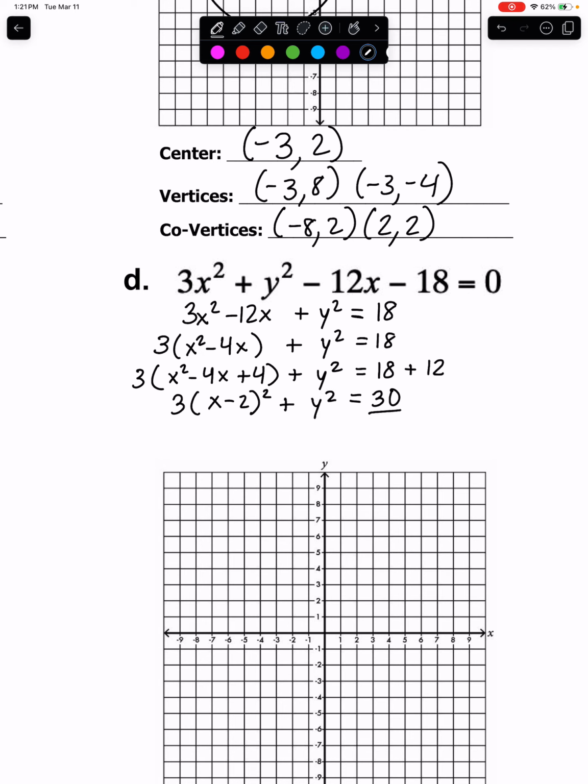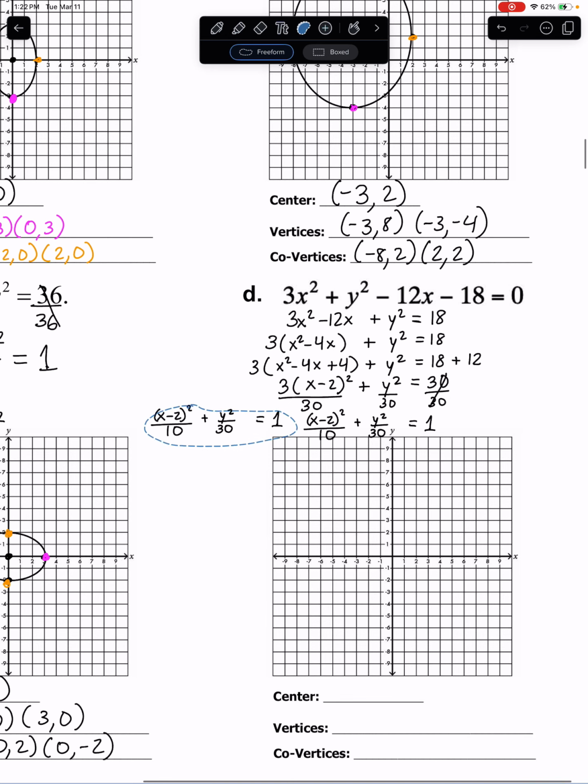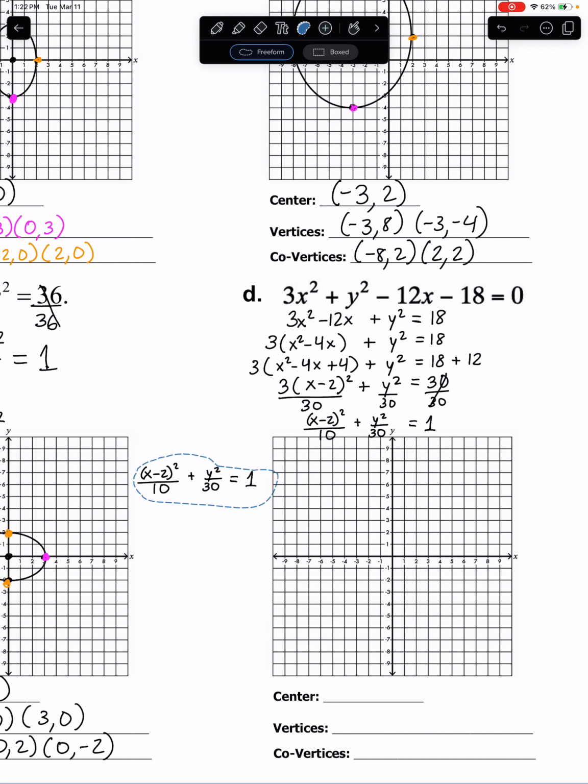Okay, if I divide everything by 30, and I'm not quite done, I know it's not a circle, because that would mean I have both squared. So, plus y squared over 30, and (x minus 2) quantity squared over 10. All right, so good news is we're done. Bad news is that these are not very nice numbers, right? The square root of 10 and the square root of 30.